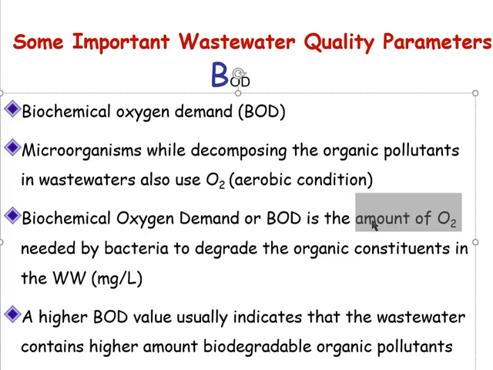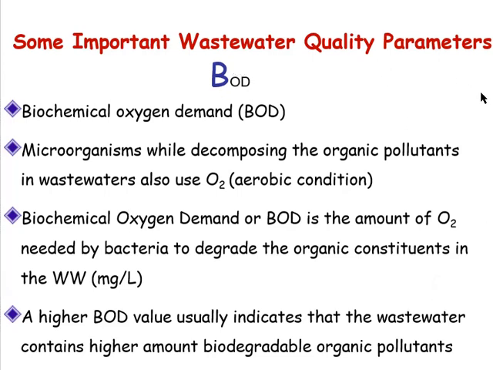So indirectly, if they consume more oxygen, it means that there is more waste material. So you can say that the wastewater is more dirty. Therefore, a higher BOD value usually indicates that the wastewater contains a higher amount of biodegradable organic pollutant. There is more pollution there. Their concentration is more. So this is the BOD.